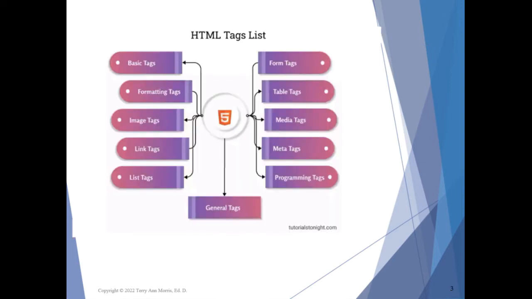Here is an overview of the HTML tag lists that are currently available. These are basic tags. We have the formatting tags, we have the image tags, we have the link tags, we have the list tags, we have form tags, we have table tags, we have media tags, we have meta tags, we have programming tags, and finally we have the general tags.